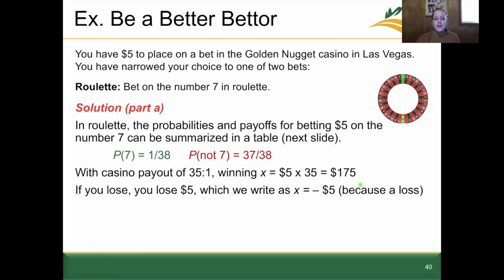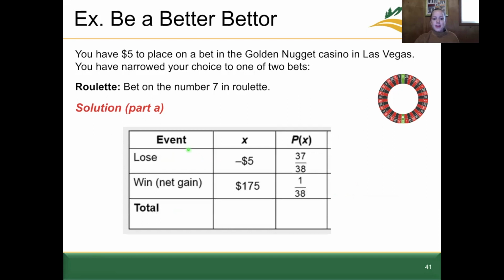Let's start filling in numbers in the table. So we're going to set this up as our event, where our event is either that we lose or we win. In the event that we lose, we're going to lose $5. In the event that we win, we're going to gain $175 as our net gain. Remember, because we had to bet $5 initially. So when we bet $5, we win $180, but then we subtract that $5 for a net gain of $175.